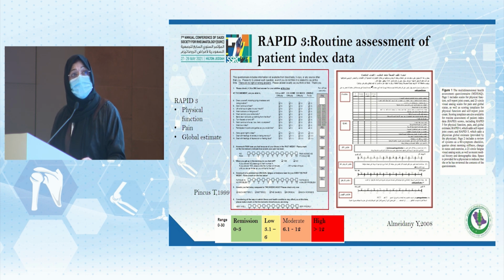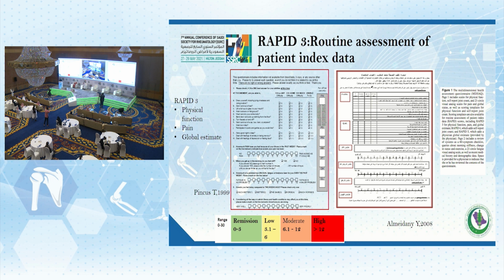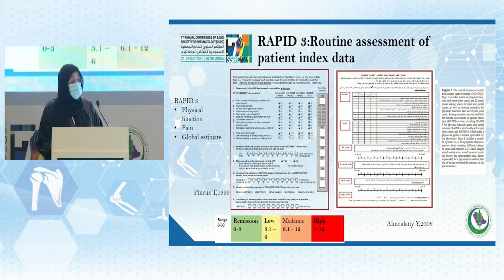The RAPID-3 includes 10 items covering the functional part, including physical function, and pain is included, as well as the global assessment. It's a total score of 30, and it is given as remission when it's less than or equal to 3, low disease activity from 3.1 to 6, moderate disease activity from 6.1 to 12, and high disease activity is more than 12.